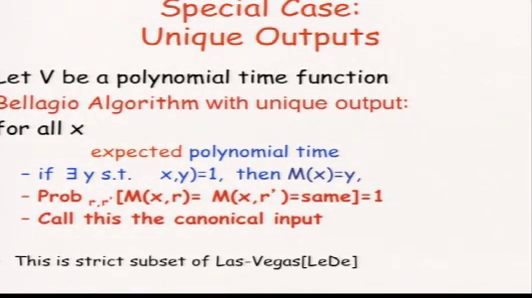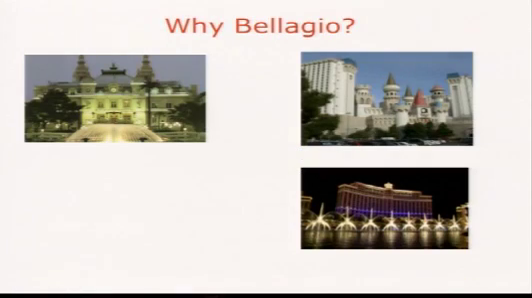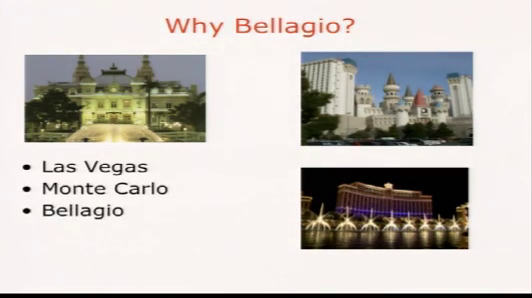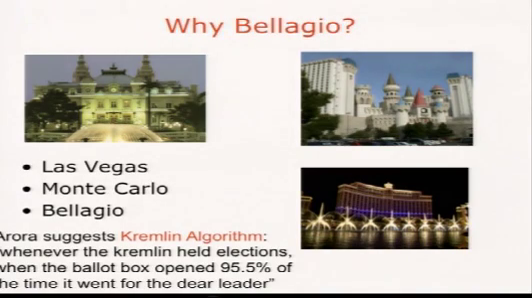Okay, so why Bellagio? Well, because Bellagio apparently is this particular casino in Las Vegas. And since we're more of the Las Vegas type, that's where the name comes from. But Sanjeev, when I gave this talk at Fox, he suggested that I should call it the Kremlin algorithm. Because this is a quote, I think, from your email: whenever the Kremlin held elections, when the ballot box opened, 95.5% of the time it went to the dear leader. So maybe. Okay, but you understand what I want.